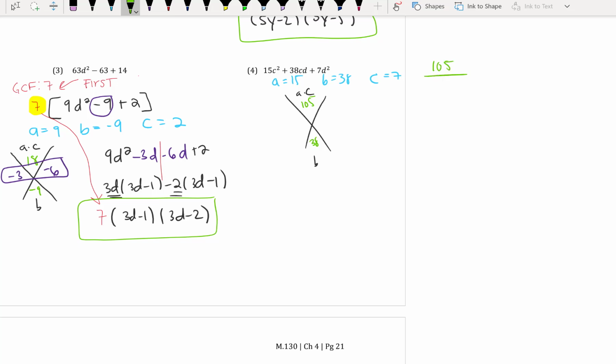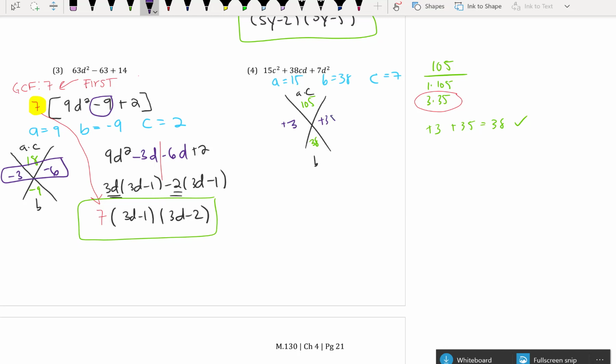So what two numbers can I multiply together to give me 105? So I have 1 times 105. 2 cannot divide it. 3 and 35. Oh, perfect. Because 35 plus 3 would give me 38. Positive 3 plus 35 gives me 38, which is exactly what I want. So I know this is going to be a positive 3 and a positive 35 for my middle term.